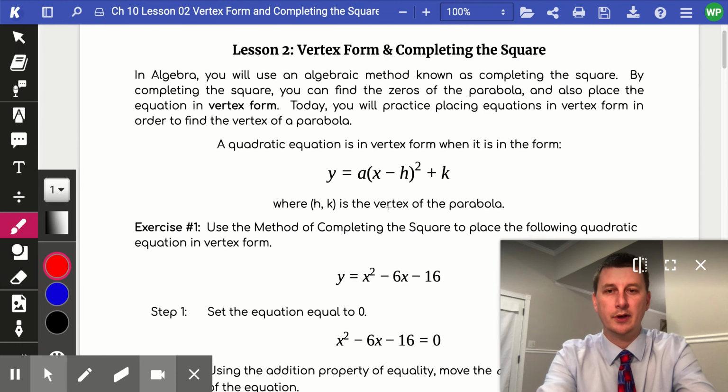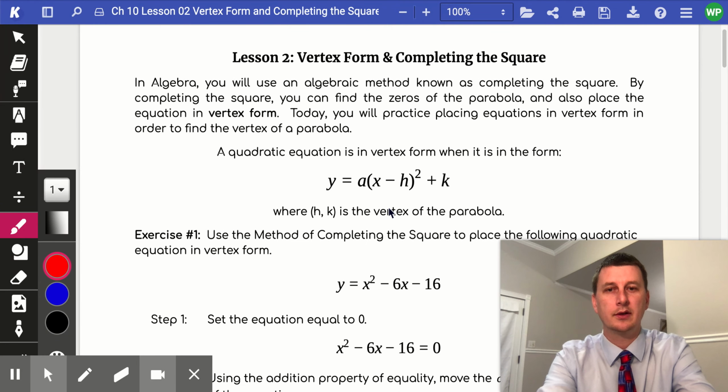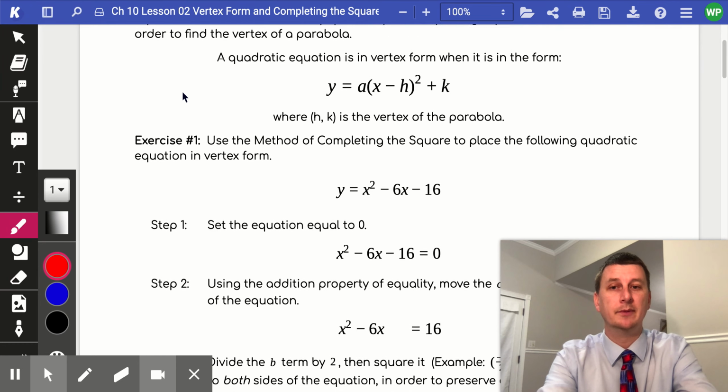Now, if we're looking at page number 254 in your workbook, you're going to see that lesson 2 says in algebra, you will use an algebraic method known as completing the square. By completing the square, you can find the zeros of the parabola and also place the equation in vertex form. Today, you will practice placing equations in vertex form in order to find the vertex of a parabola.